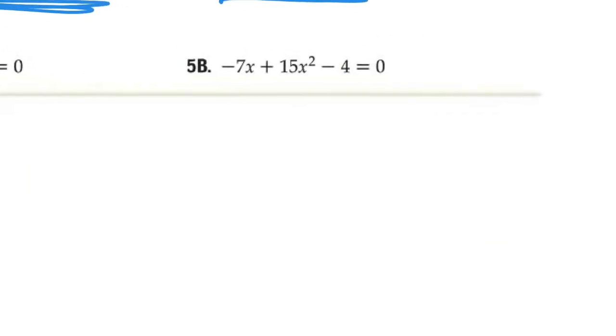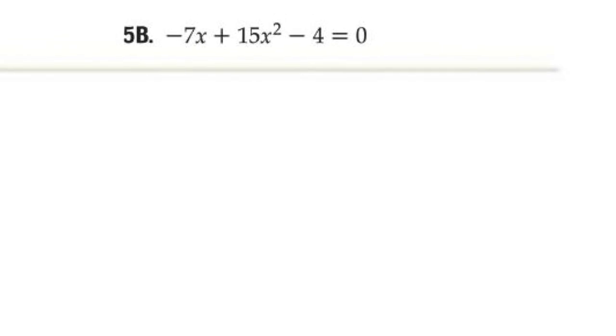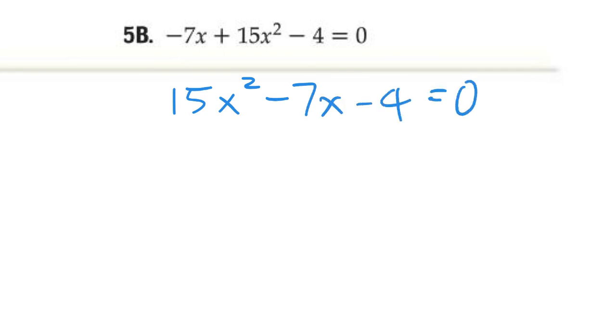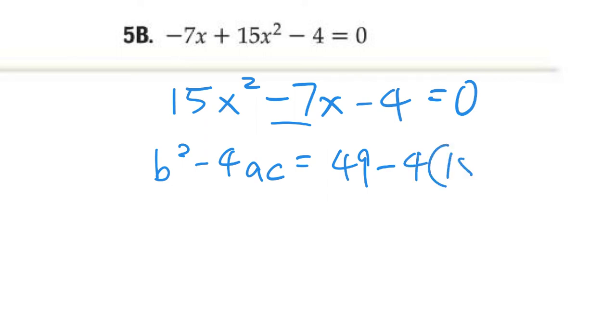Okay, so let's try 5b, for example. Make sure you know to rewrite this into standard form first, so the highest degree and then decreasing order of degrees, x squared, x term, and then a constant term, so that when you apply the b squared minus 4ac, you don't use the wrong coefficient. So we're going to check b squared minus 4ac. This is b squared, negative 7 squared, so it's 49, minus 4 times a, which is 15, c is negative 4.